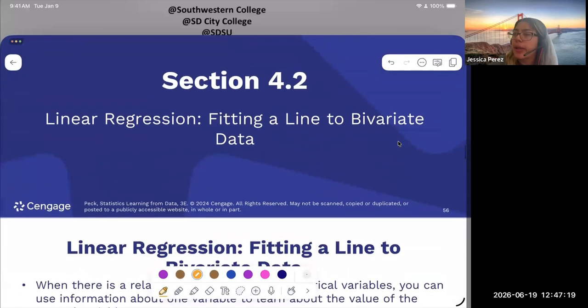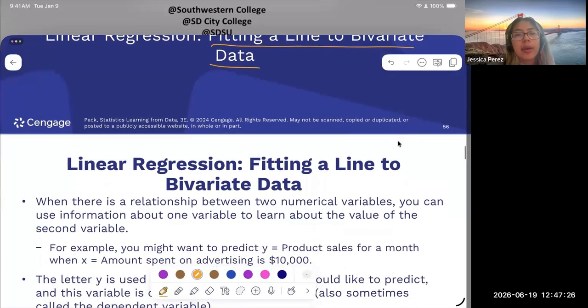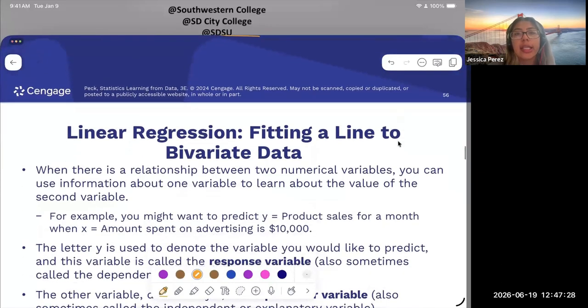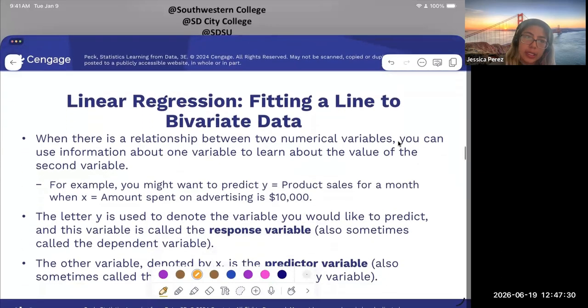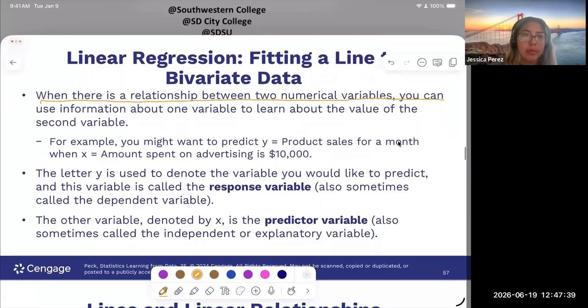4.2 talks about fitting a line to bivariate data. Now we will learn how to find the line. When there exists a relationship between two numerical variables, you can use information about one variable to learn about the second variable. For example, you might want to predict Y, the product sales for a month, when the value of X, the advertising, is 10,000.